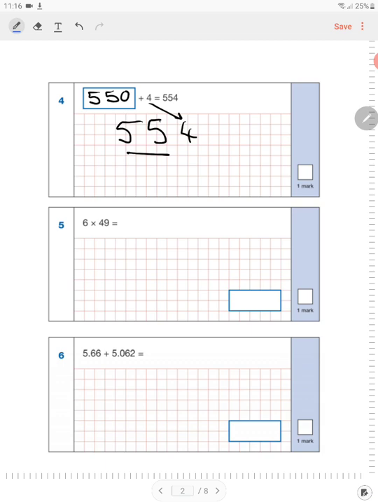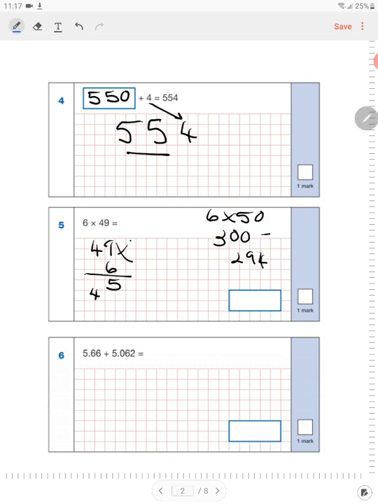This one here, there's a couple of ways you could have done it. You could have done 6 times 50. So you could do 6 times 5 gives me 30, so that would give me 300. Take away one lot of 6 would give you 294. I'm guessing the way that most of you would have done it would be 49 multiplied by 6. 9 times 6 gives me 54. 4 times 6 gives me 24.